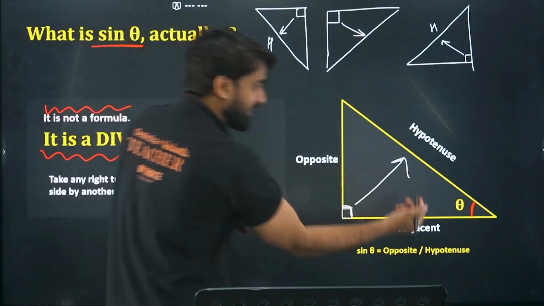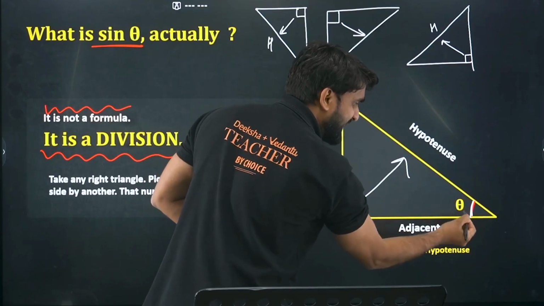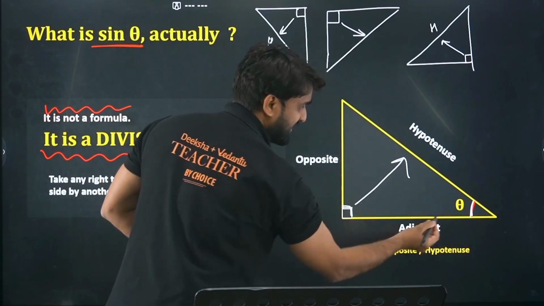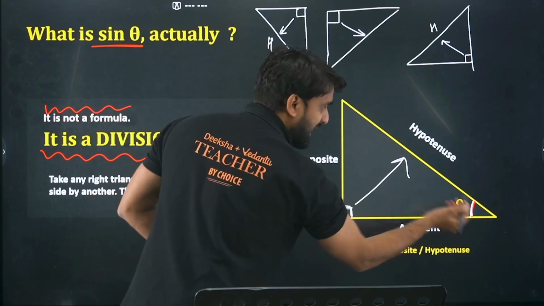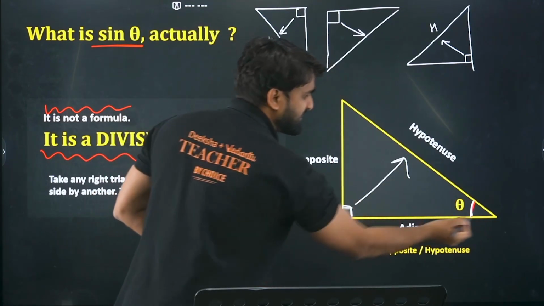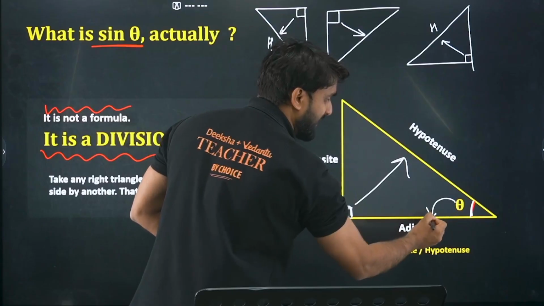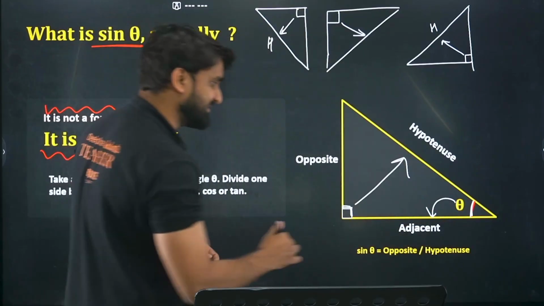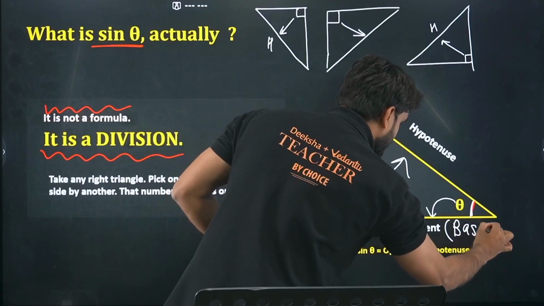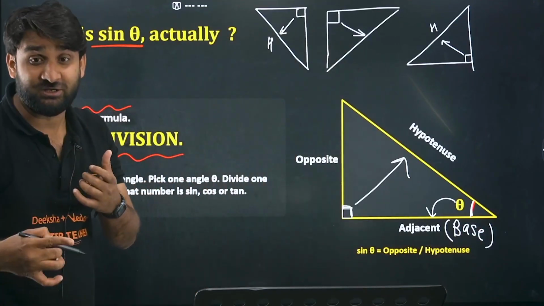Now moving ahead. Now my dear, if we are dealing with this angle theta, this angle theta is aligned with this line, not the hypotenuse. So for this theta, this is called the adjacent side, and the adjacent side is basically the base. This is called base in other terms.